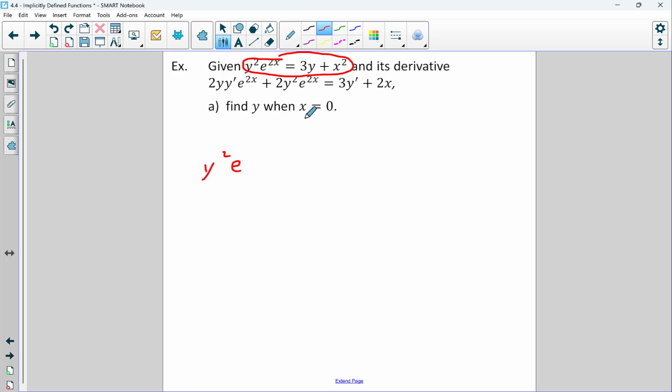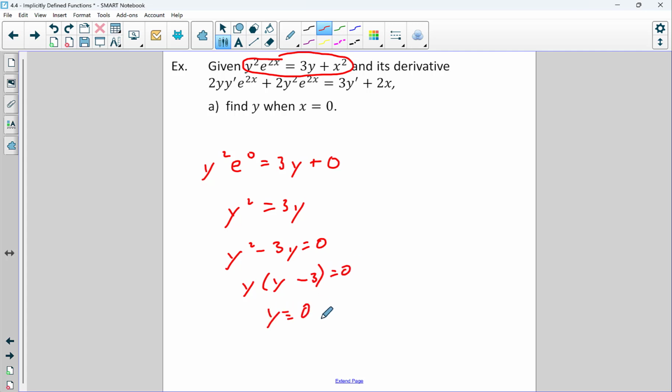y squared, e to the, when we plug in 0 for x, that's going to be e to the 0, 3y plus 0. So e to the 0 is 1, so this just became y squared equals 3y. Pretty straightforward equation, or multivariable equation, because I can't combine this into a single term. So that means we're factoring. If we're factoring, we need to get everything to one side. That's going to be a GCF problem, so we're going to get two answers, y equals 0 and 3. Final answer.